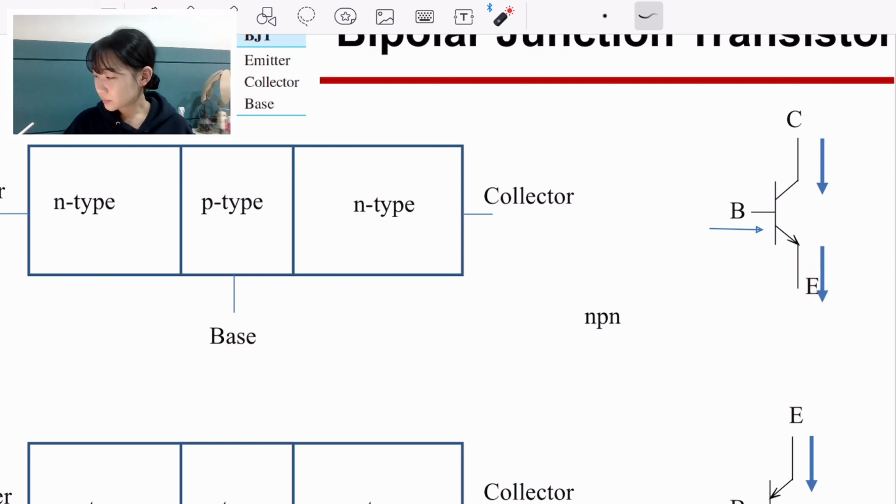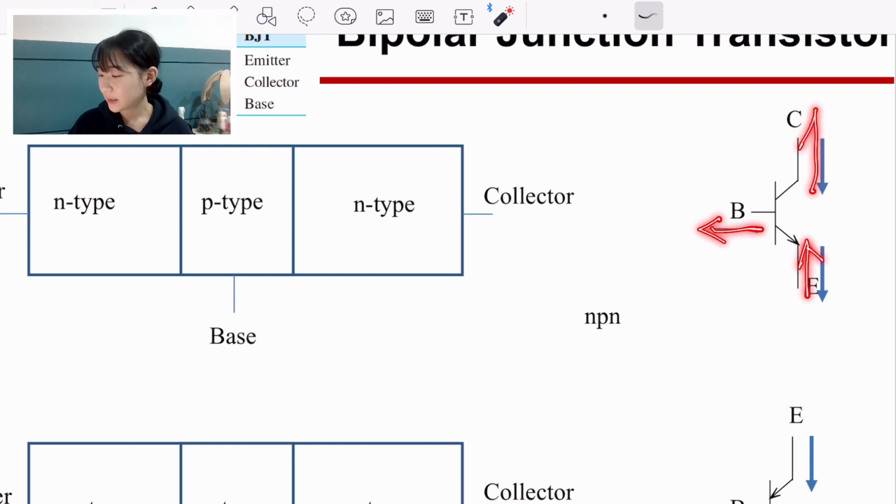In NPN transistors, the emitter is an N-type semiconductor, so the carrier is electron. If the emitter emits electrons this way, the current flows the opposite side. So the current direction is like this. If we draw the direction of electrons, it will be like this.